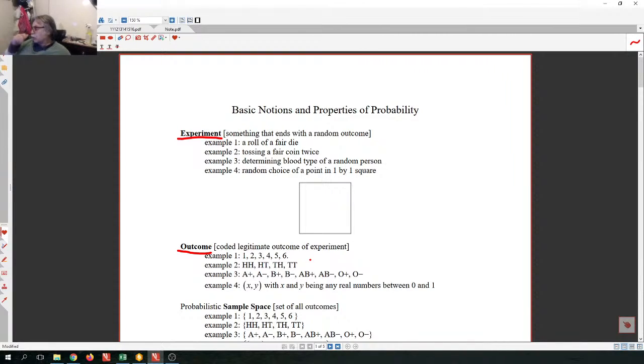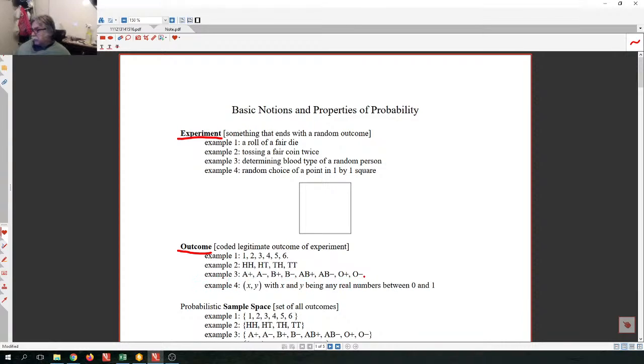Usually on the top of the die there is some number of points put geometrically in some pattern that would indicate 1, 2, 3, 4, 5, or 6, and that's my code. So I'm going to say 1, 2, 3, 4, 5, or 6. I'm not going to describe all of the things that can happen when you roll a die. The same thing with flipping a fair coin twice. I have heads-heads, heads-tails, tails-heads, and tails-tails, meaning the first flip tails, the second flip tails.